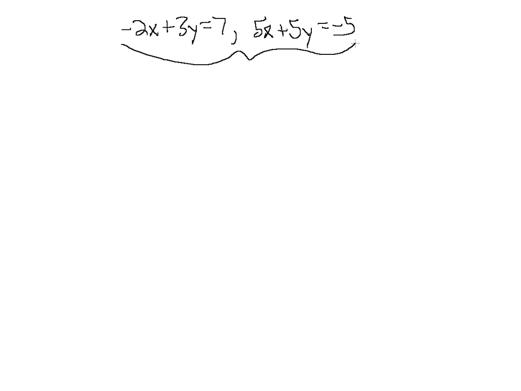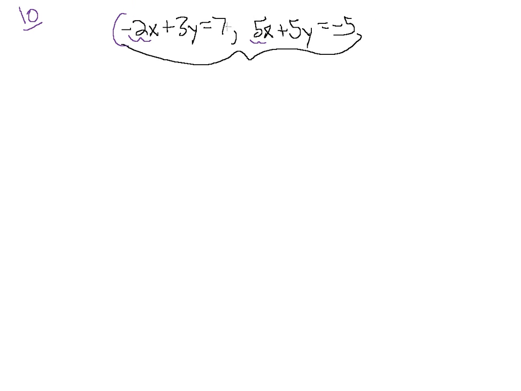Let's take a look at the following linear system. We have minus 2x plus 3y equals 7, and we have 5x plus 5y equals minus 5. Okay, so we want to find a lowest common multiple for one of the coefficients of one of our variables. We can actually look at the coefficients of x. We have minus 2 and plus 5 here.